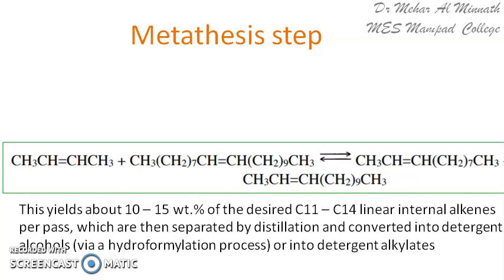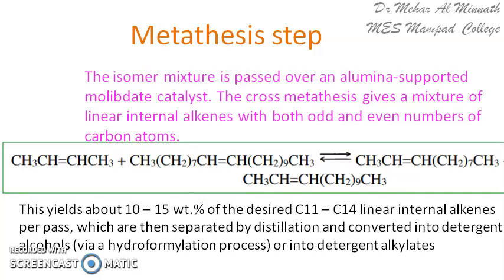Okay, so let us see the industrial production. What is the flow chart, or what is the scheme of production of carrying out this SHOP process? Now, one more thing we must remember, I forgot to tell you: this particular metathesis step happens in the presence of alumina supported molybdate catalyst. And you get both even number and odd number carbon polymer chains, as I said earlier.